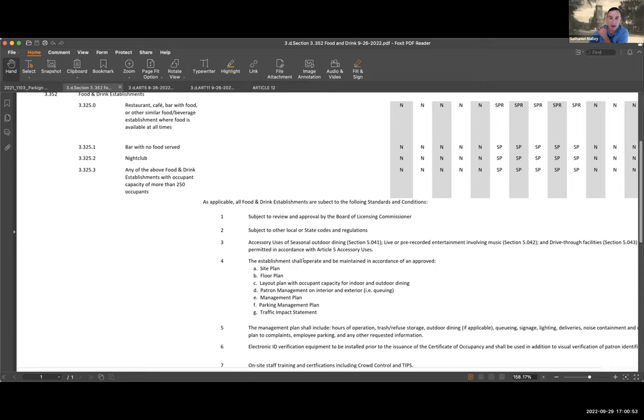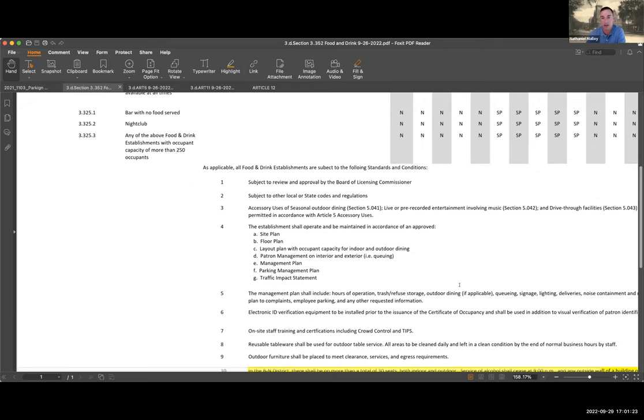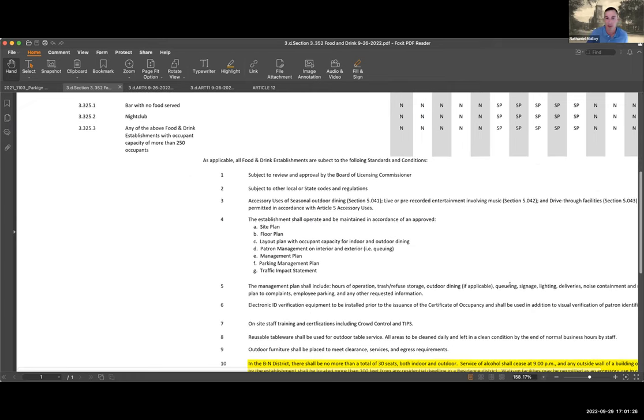We're saying that the establishment shall operate and be maintained in accordance with plans. And so applicants have to submit a site plan, floor plan, a layout plan with occupant capacity for indoor and outdoor dining, a patron management plan, how you're going to manage patrons, a general management plan, which deals with everything from noise, trash removal, to snow removal, to lighting, a parking management plan, and a traffic impact statement. We define the management plan down here, so it lists a number of things: hours of operation, outdoor dining, deliveries, noise control, response to complaints, employee parking.